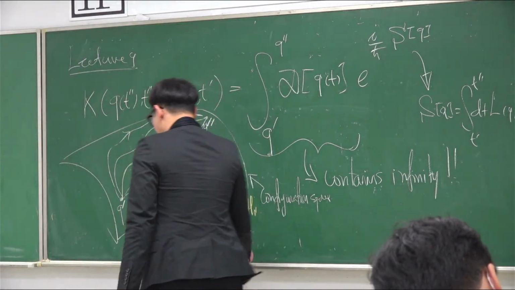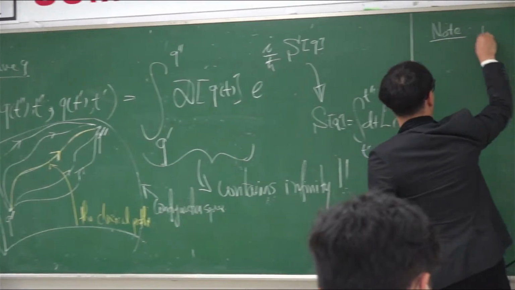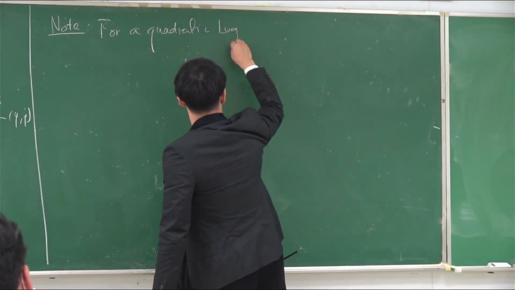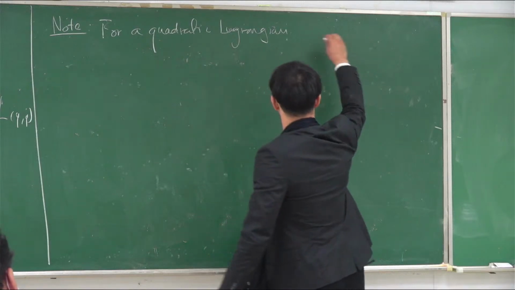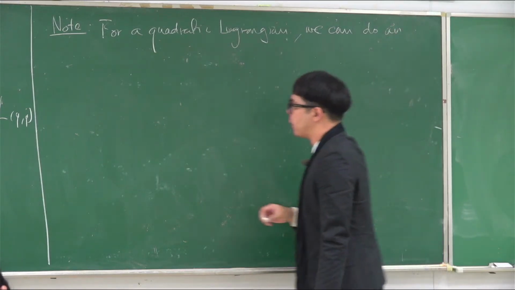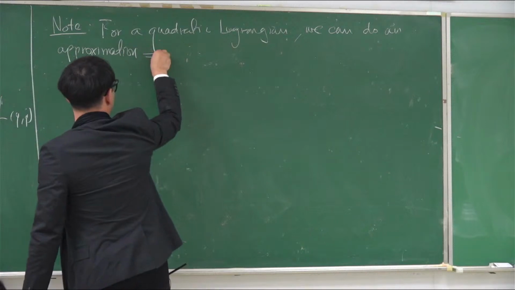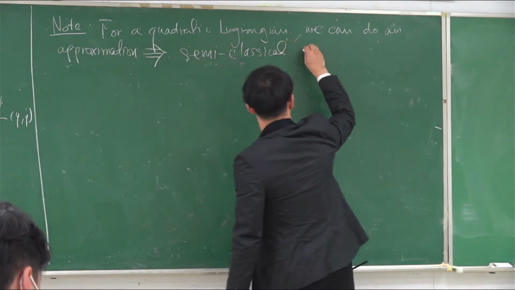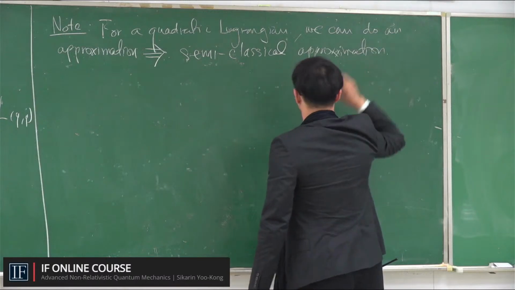So it turned out that for a quadratic Lagrangian, we can do an approximation, which is known as the semi-classical approximation.